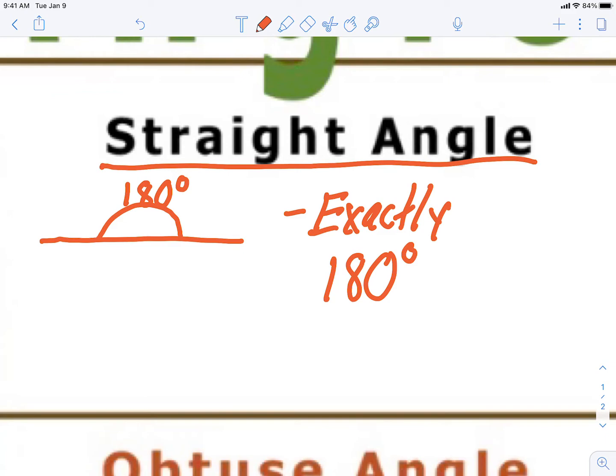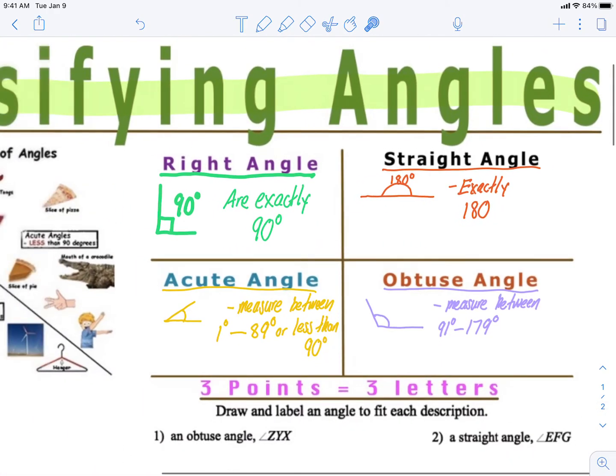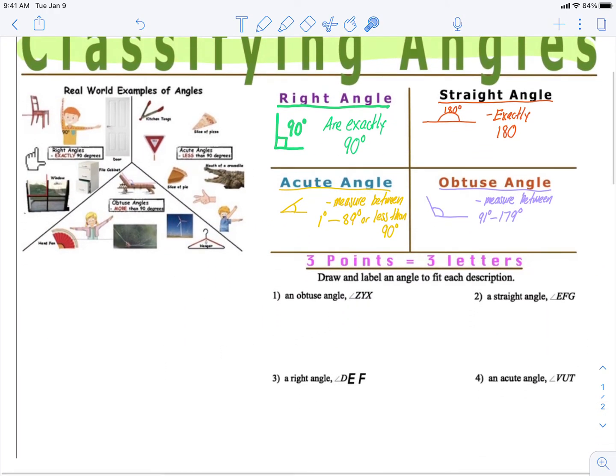So streets, anything flat, is 180 degrees. A street, a wall, even something that's sideways. For example, if I make a line like this, it's straight, it's sideways, but that's 180 degrees because it is straight and it still makes the arc. So as long as something is a straight angle, it's 180 degrees. Perfect, okay? So this is where we are so far.